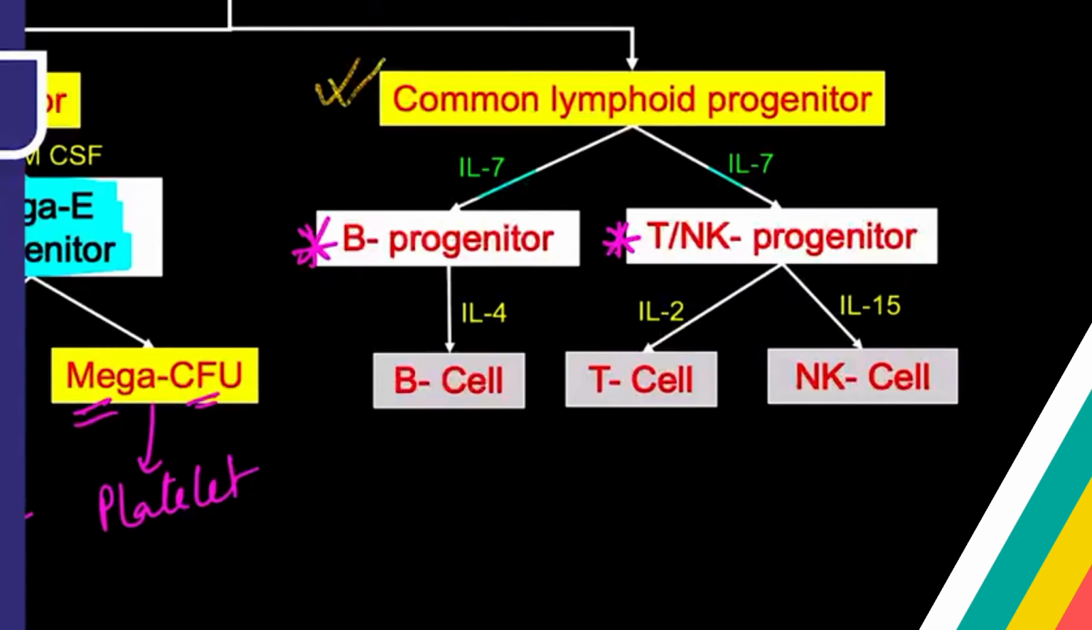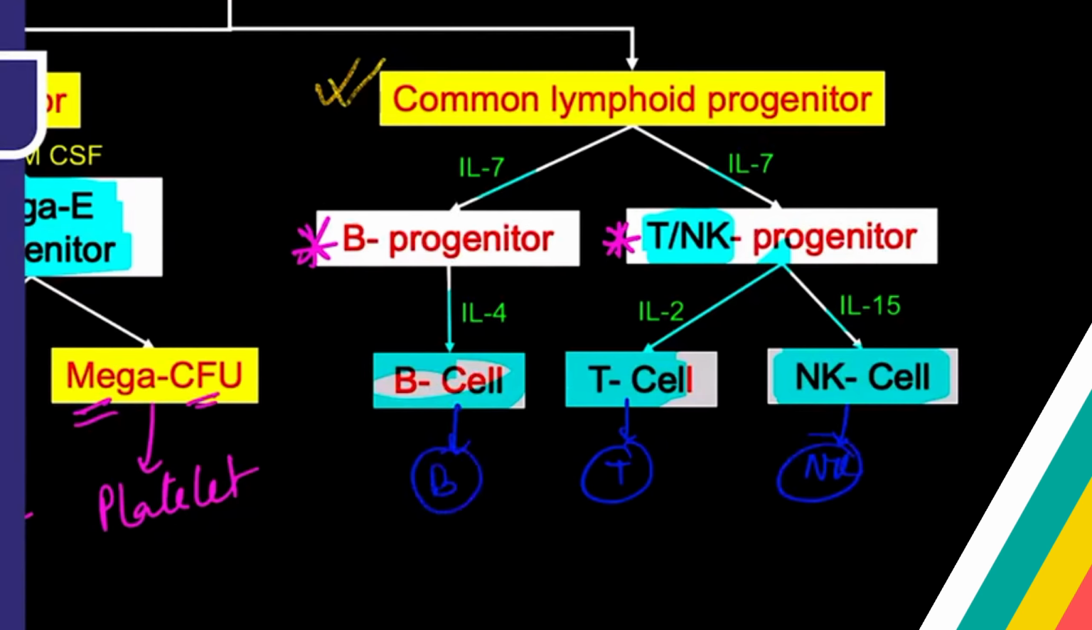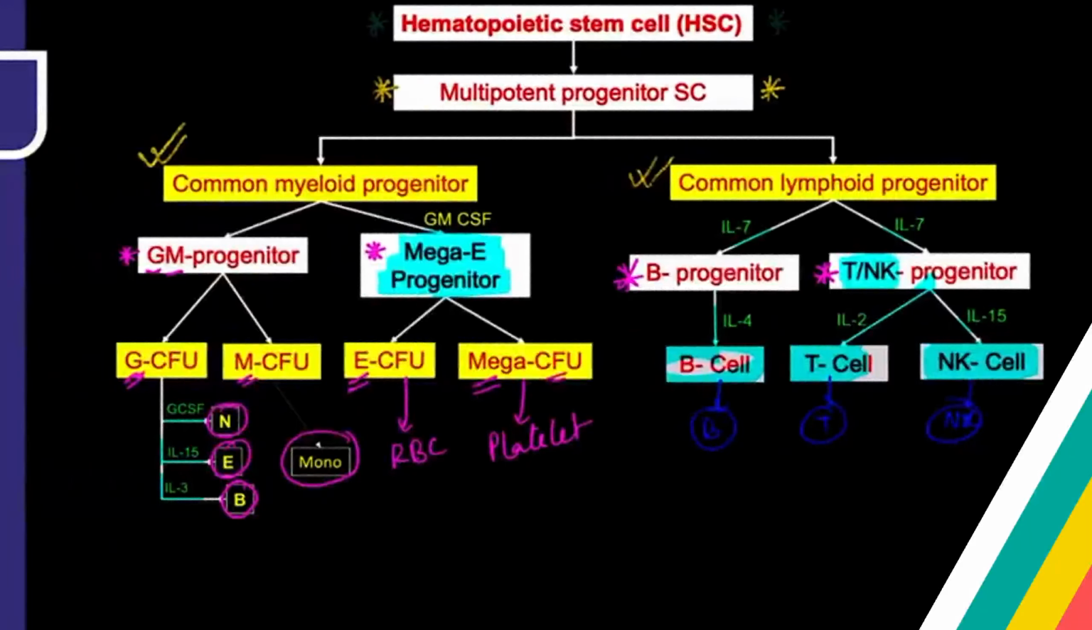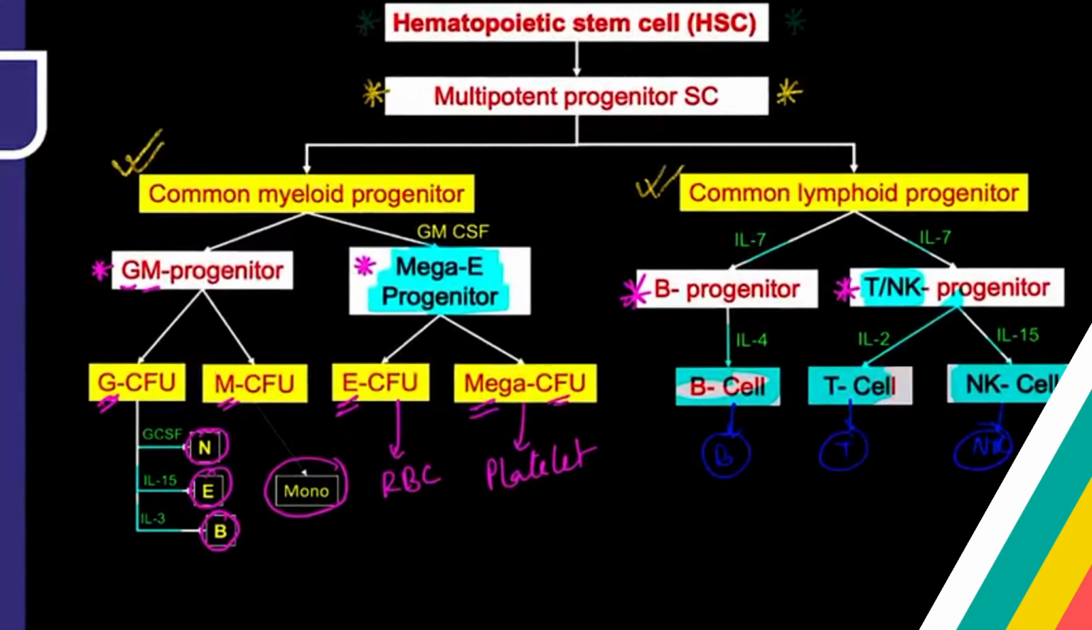Now, this B cell will develop further under the influence of interleukin 4 and form the mature B cell, and the T/NK cell will be further divided into the T cell series and the NK cell series. For the proper development of the T cell series, you require interleukin 2, and for the proper development of the NK cell, you require interleukin 15. Ultimately, they will give rise to the mature T cell, the mature NK cell, and the mature B cells. So this way, the hematopoietic stem cells develop in a step-by-step fashion.